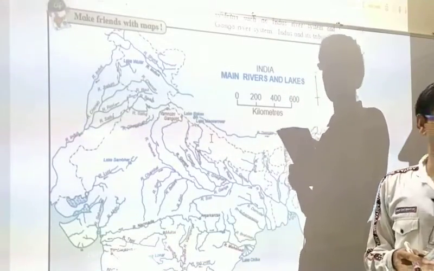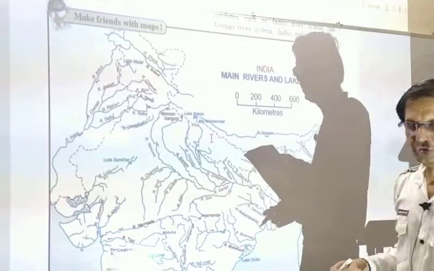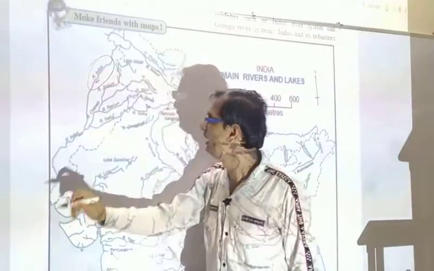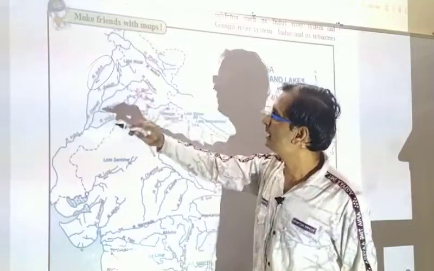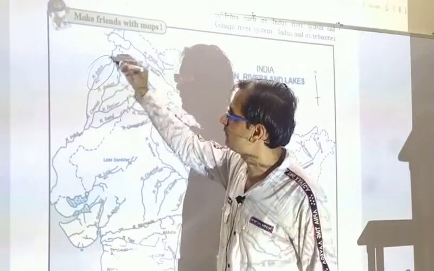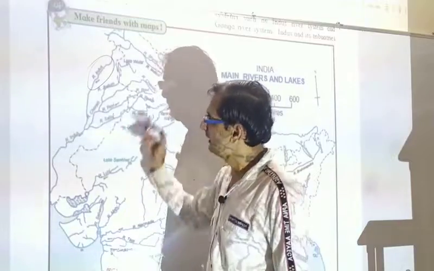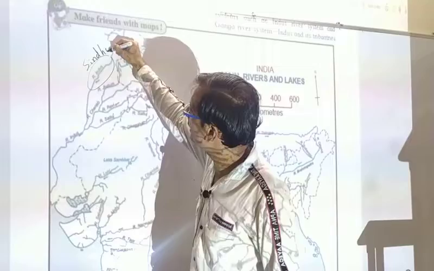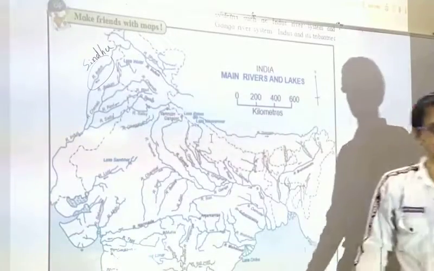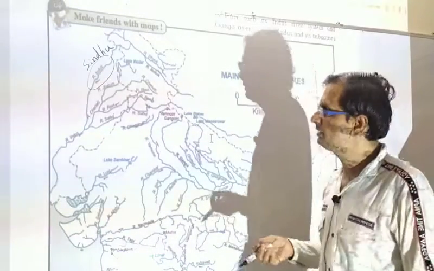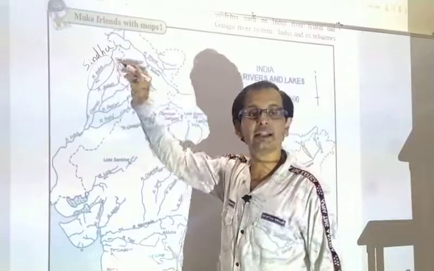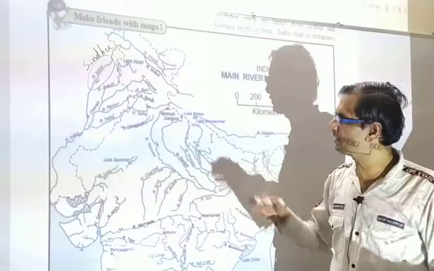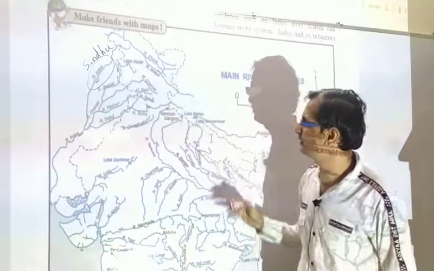Now the drainage covers two major river systems, such as Sindhu. Sindhu means Indus. You can see the Indus river here. It originates in India, but it flows to Pakistan also. Then you can see it is known as Sindhu in Hindi, and in English it is known as River Indus. Okay, so the Sindhu River system and the Ganga River system.